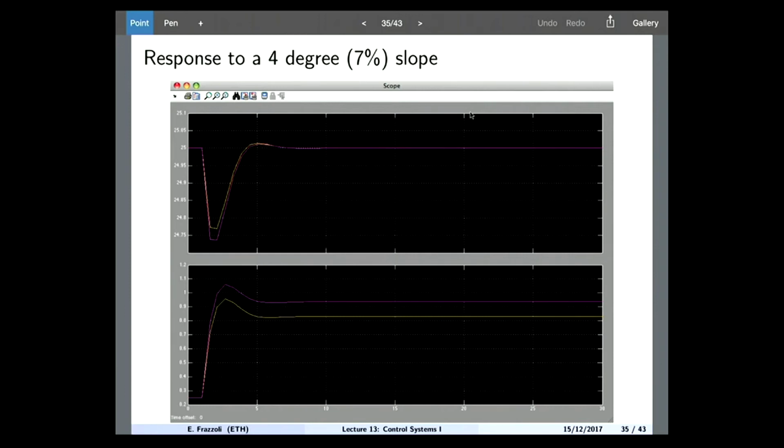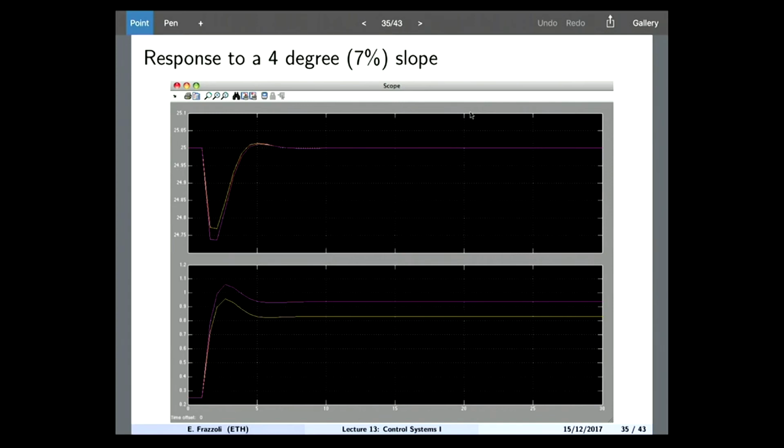Okay, and what you see in the picture above is actually the speed, okay? So what you see here is that because I had the integrator, even in the case in which I have the slope, the speed will go back to my desired value, in this case 25 miles an hour, okay? Now I don't remember which one is which, but you see that both the nonlinear system and the linear approximation behave pretty much in a similar way, okay?